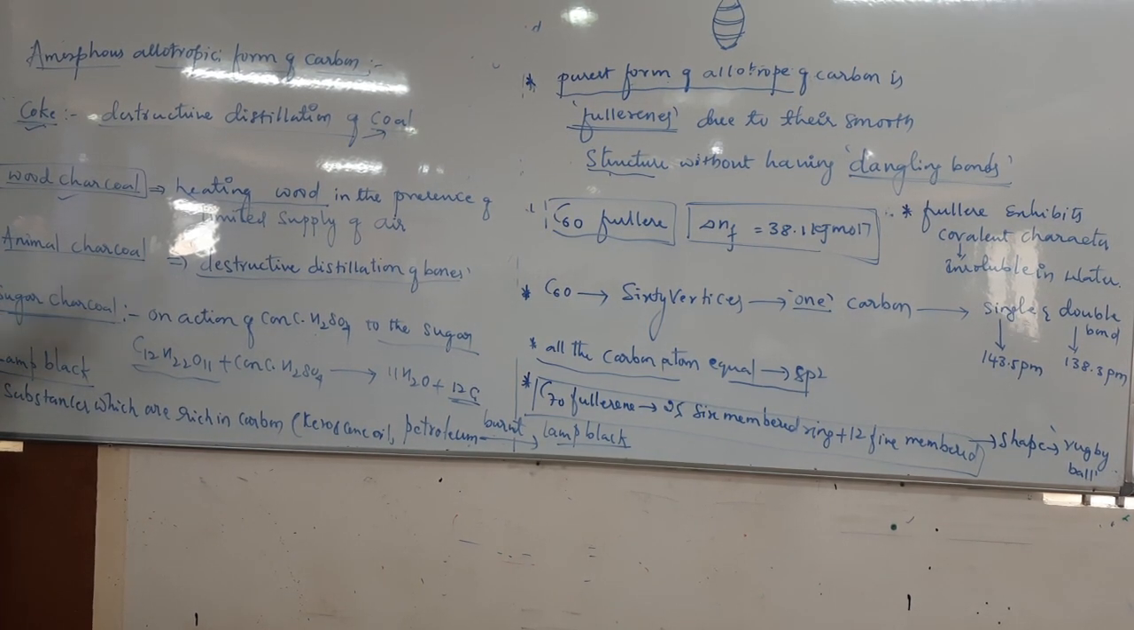Amorphous allotropic forms of carbon are coke, wood charcoal, animal charcoal, sugar charcoal and lamp black. So this is all about the allotropic forms of carbon. Next, let us move on to the oxides of carbon. Three major oxides exist for carbon: carbon monoxide, carbon dioxide and carbon suboxide.